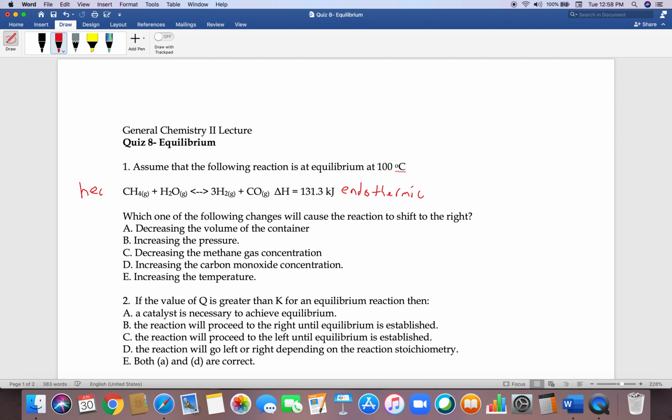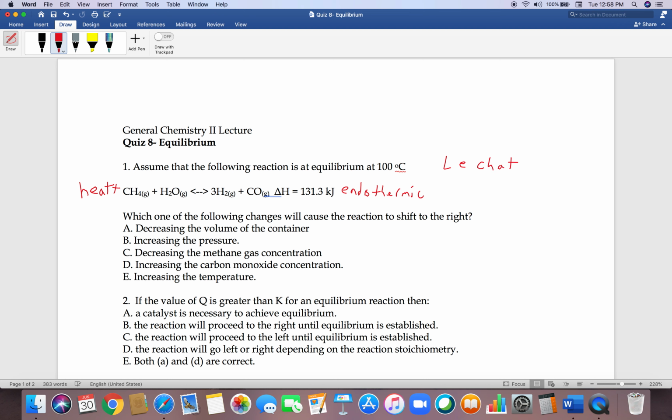For the sake of visualization and being able to understand this concept, I'm going to put heat there for us to understand that. If heat was negative and it was exothermic rather, I would put heat on the product side. The question says, which of the following changes will cause the reaction to shift to the right? This is an example of asking us to apply Le Chatelier's principle.